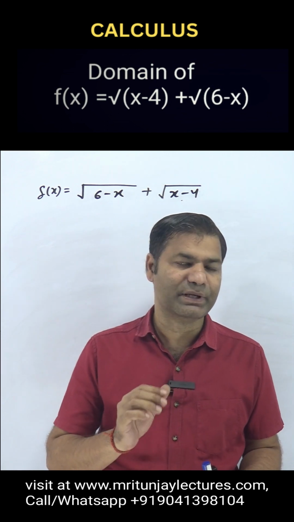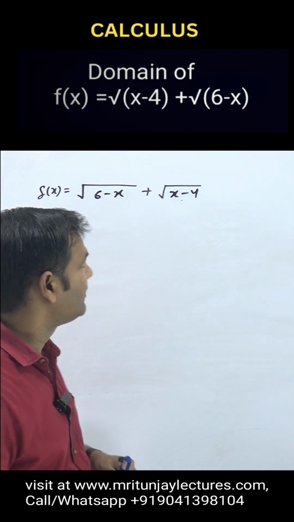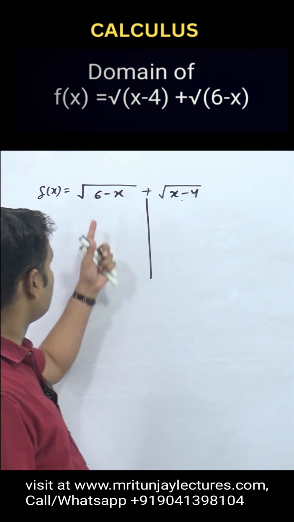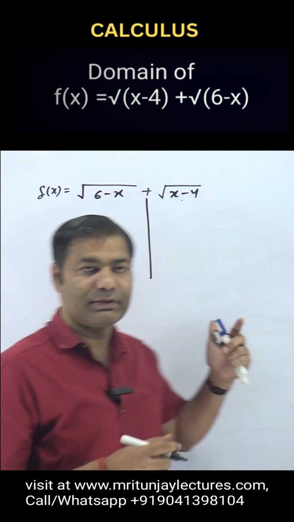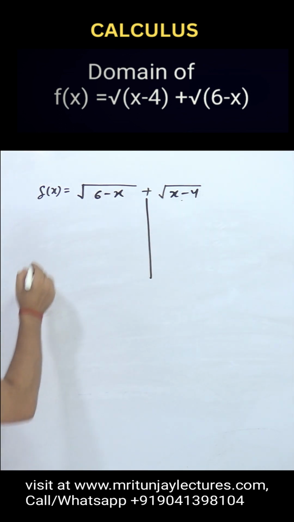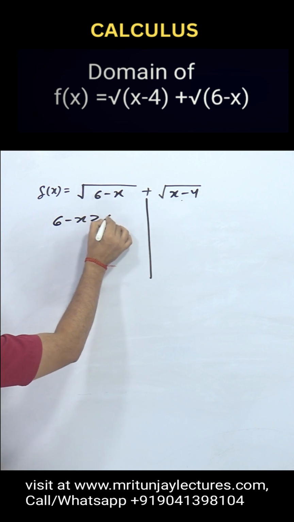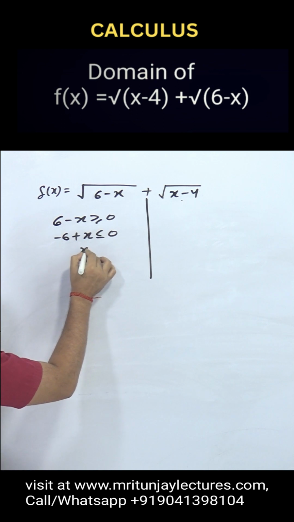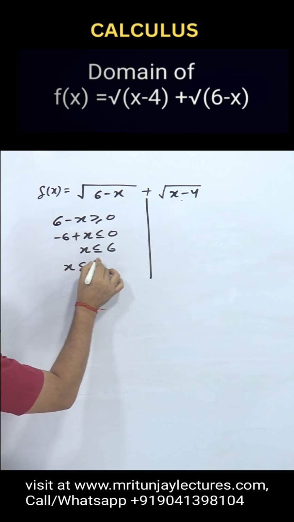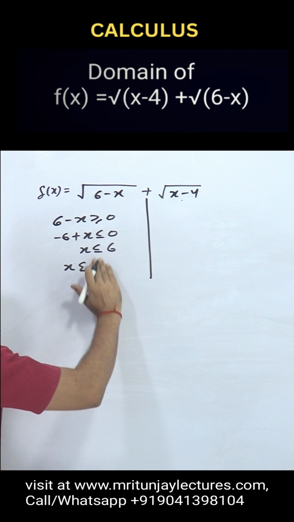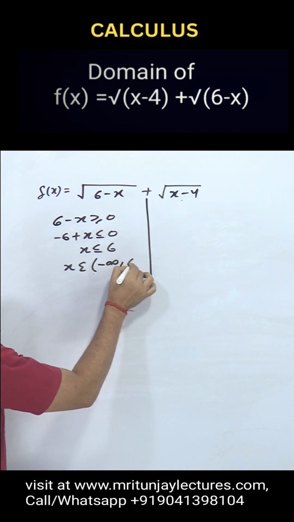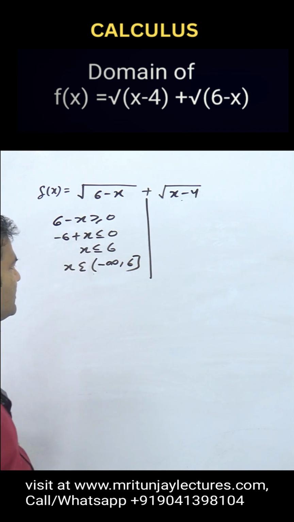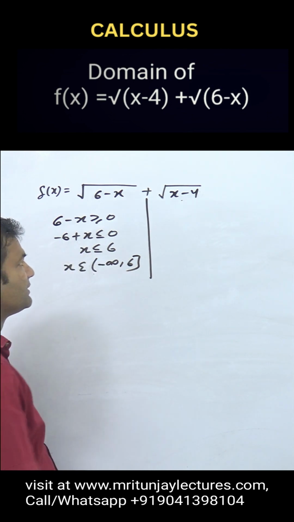Now our motto is to determine the domain of f of x. So how can we determine it? First of all, we take this one as g and check that the function is defined only if 6 minus x is greater than or equal to 0, or you can say x is less than or equal to 6. So it is written as minus infinity to 6. Clear? Closed interval, because of greater than or equal to, less than or equal to, that's why 6.